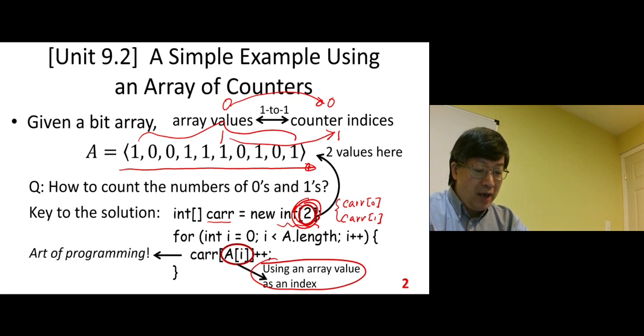And this line gives us the idea, the sense, the art of programming. Because this line is so smart. Although it's very simple, it is extremely efficient. All right.